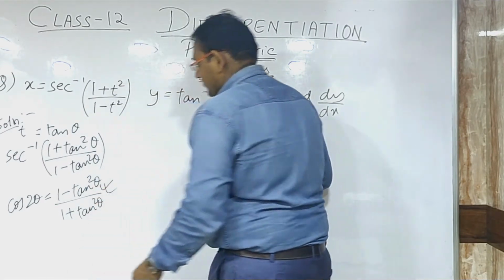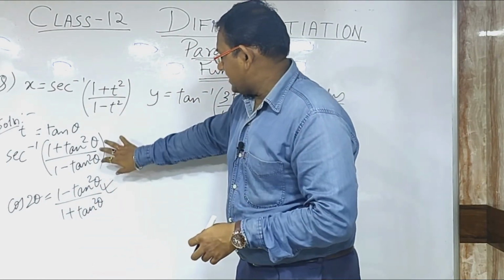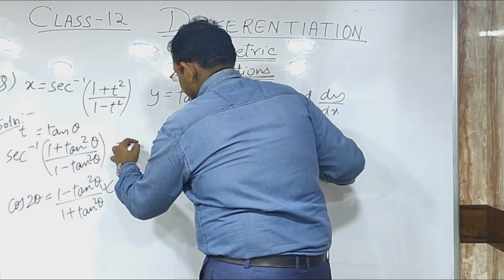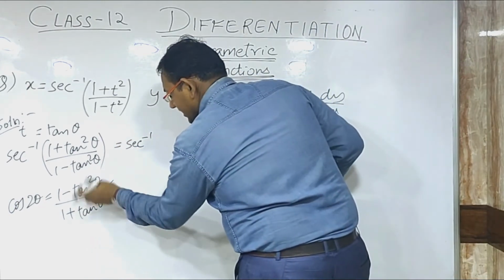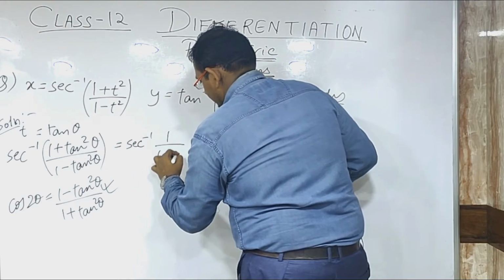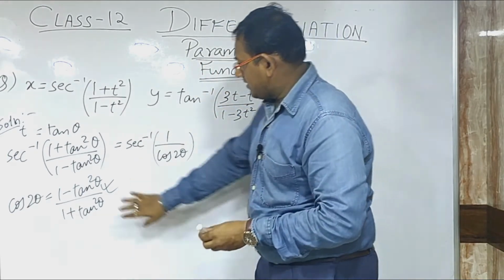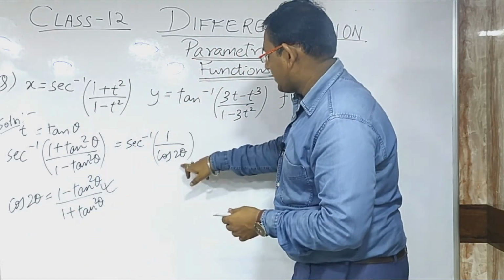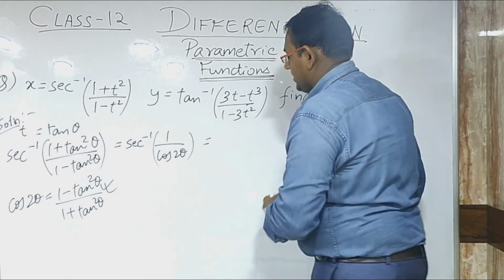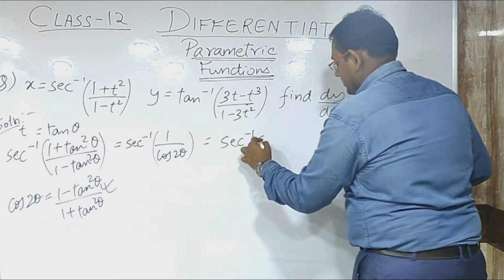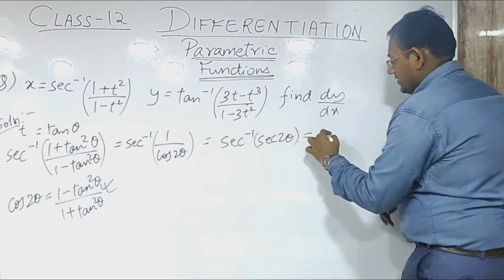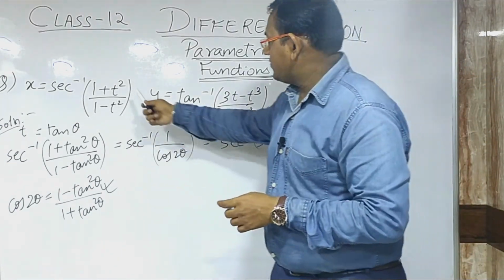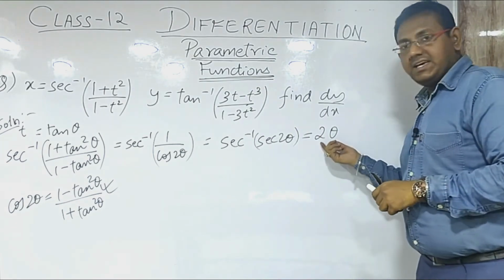If we look at this formula, we can see that this part and this part are entirely the reciprocal of one another. So the argument of this sec inverse, if we take the reciprocal, becomes 1 by cos 2 theta. So it becomes 1 by cos 2 theta, and I am writing this. Now this 1 by cos 2 theta can also be written as sec 2 theta, so we get sec inverse sec 2 theta, which is 2 theta. But the only problem is, the question was at the beginning in terms of t, but the result that we are getting is in terms of theta.